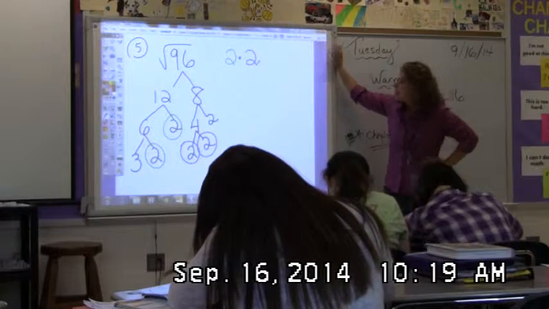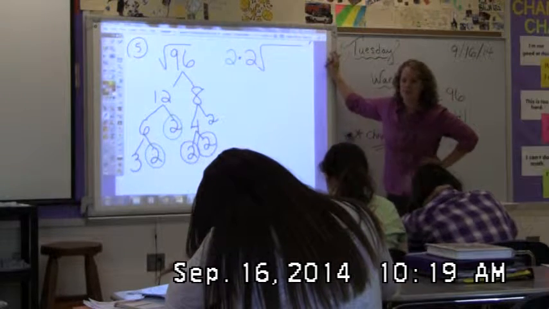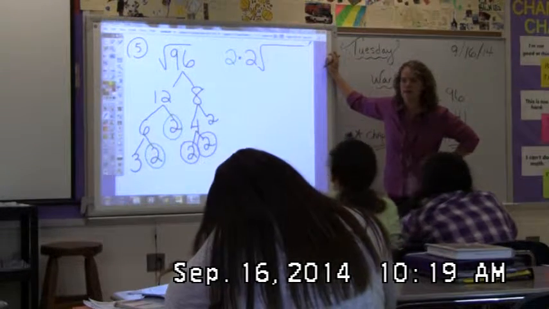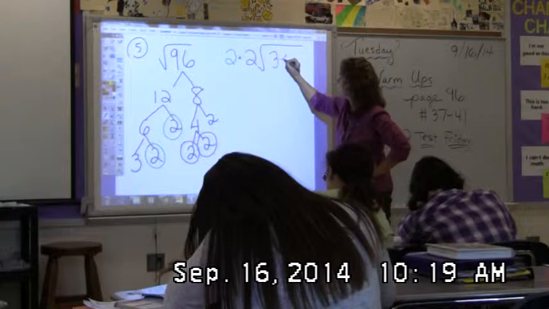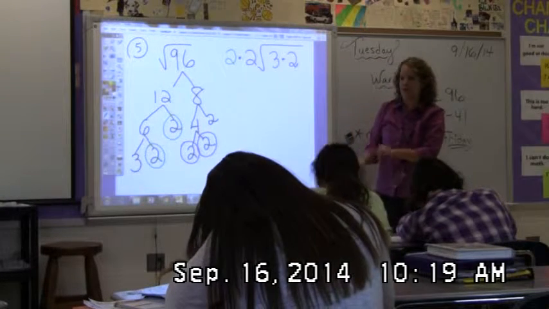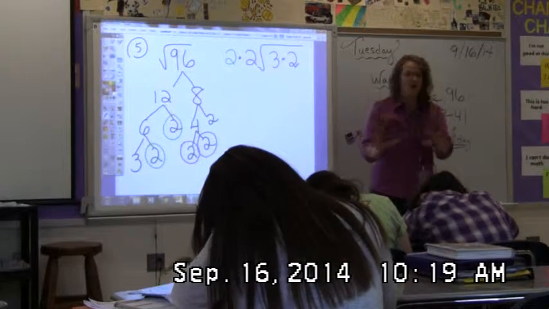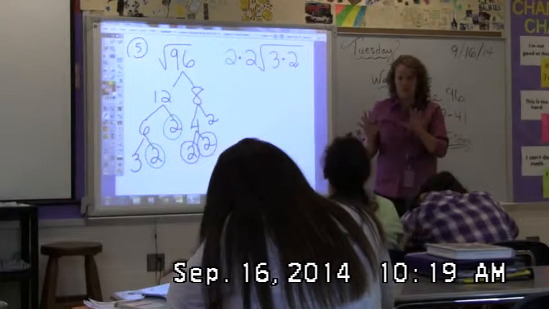No. Okay, so who has to go back underneath the square root? Riley? 3 and 2. So we're multiplying 3 times 2 back under the square root. I need a final answer. 4 square root of 6.